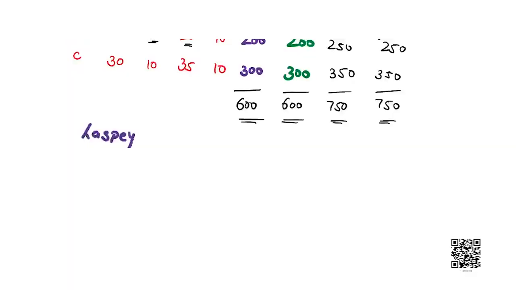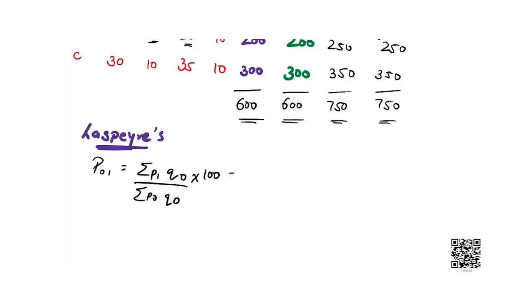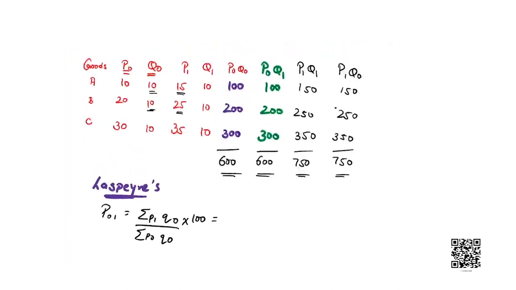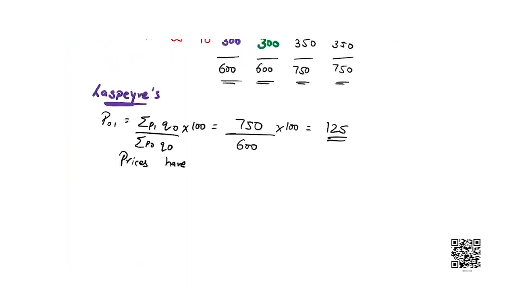Now, let's calculate the index number using Laspeyres' formula. We use the formula P01 equal to sigma P1 Q0 upon sigma P0 Q0 multiplied with 100. So let's input the values. We have sigma P1 Q0 as 750, sigma P0 Q0 as 600, multiplied with 100. When I calculate these values, I get 125. Because this is 25 above 100, this means that prices have increased by 25%. So I'll be writing that prices have increased by 25% because it is 25 above 100.